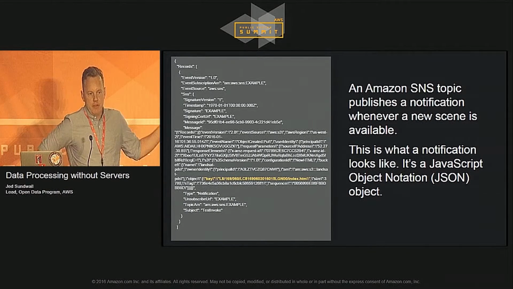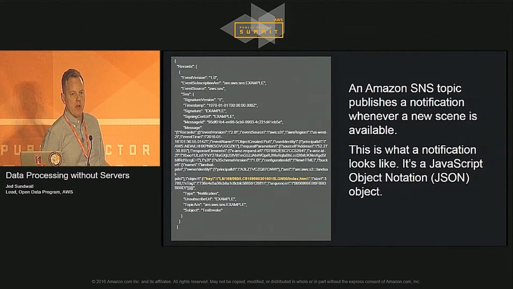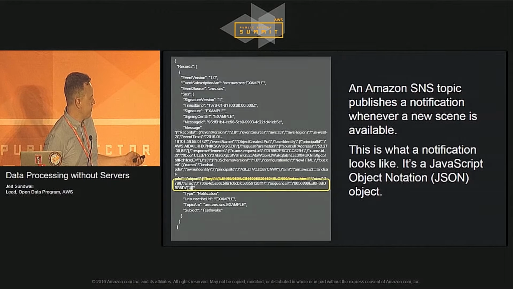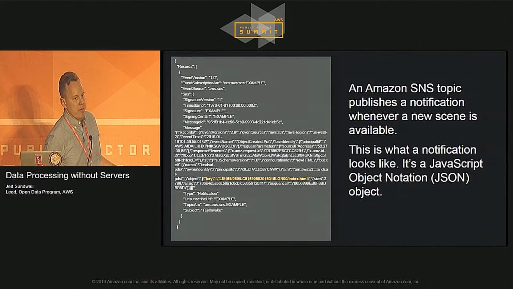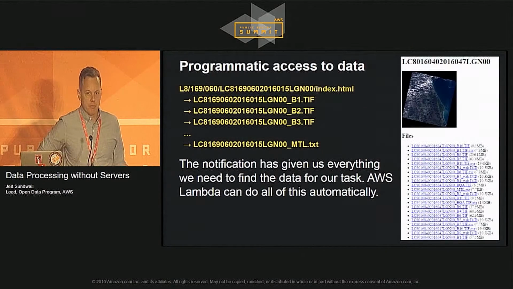So this is the SNS notification. Whenever a new scene is added to the Landsat on AWS bucket, it triggers a notification that sends out a message that looks like this. It's just a big JSON blob. And highlighted right there is the key name. So the key name that comes with it says there is a new scene, and this is the scene name. So that's what goes out to SNS, and that is also what's available to Lambda.